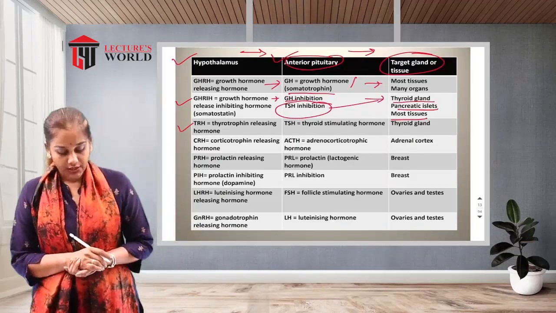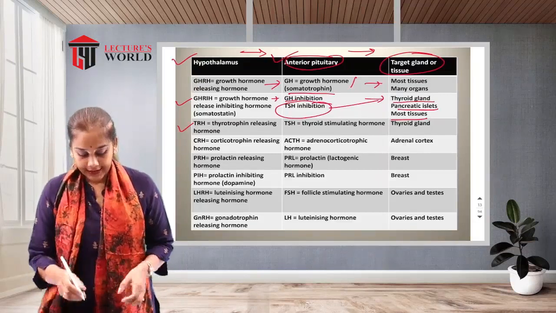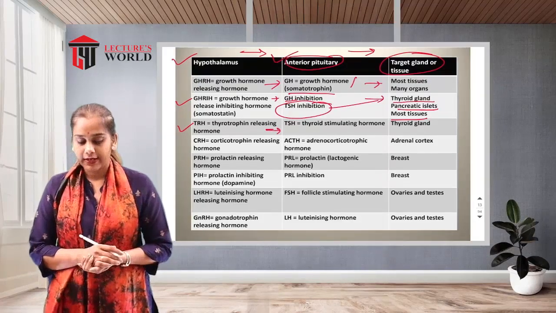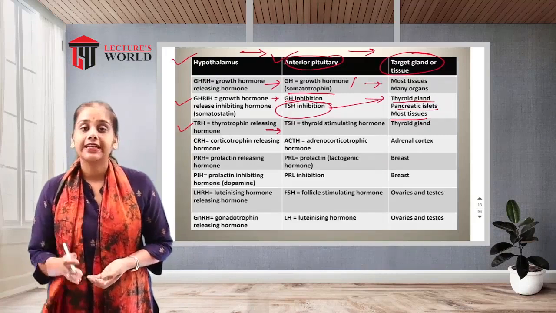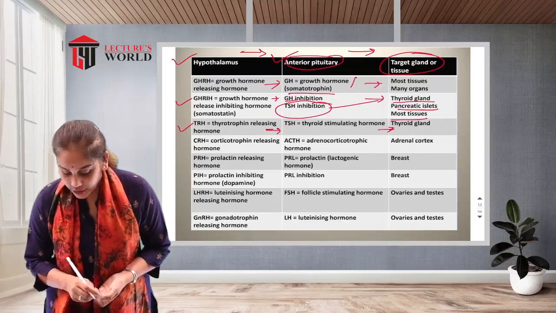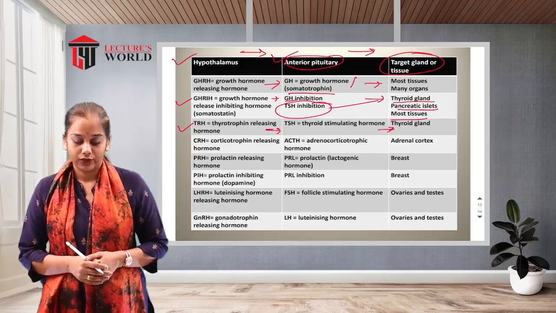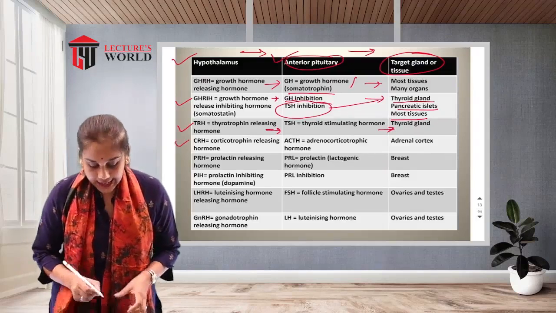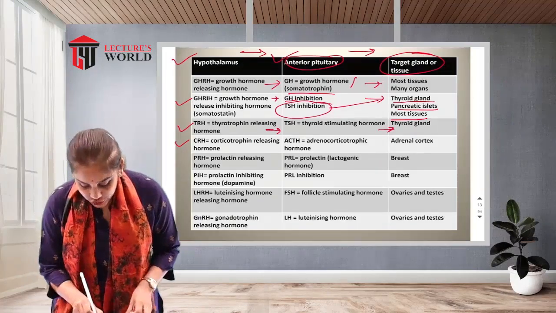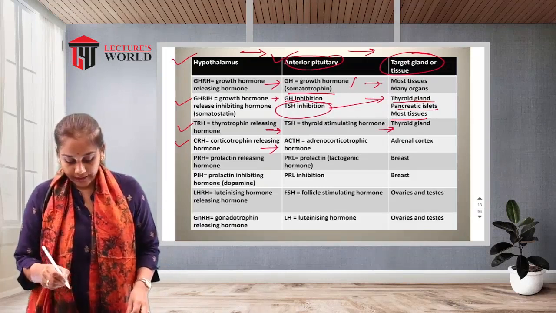Then TRH, thyrotropin releasing hormone, triggers TSH, thyroid stimulating hormone, in the anterior pituitary gland, which then goes to the specific target gland, the thyroid gland. Next is CRH, corticotropin releasing hormone. It triggers which hormone? ACTH, in the anterior pituitary gland.